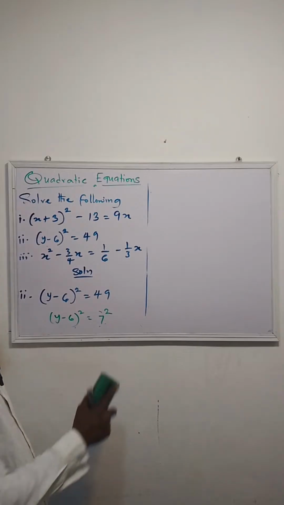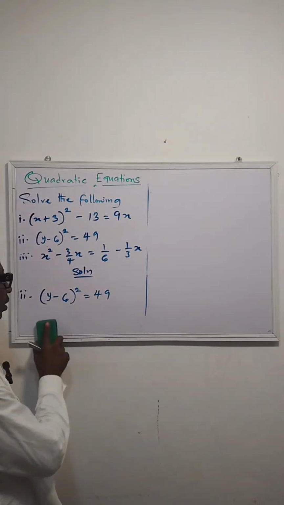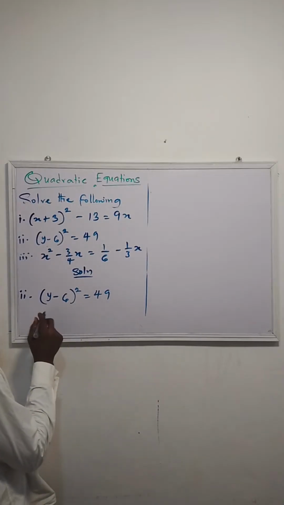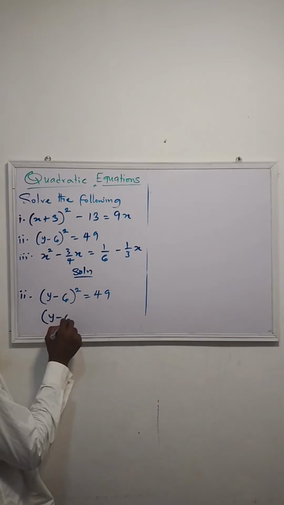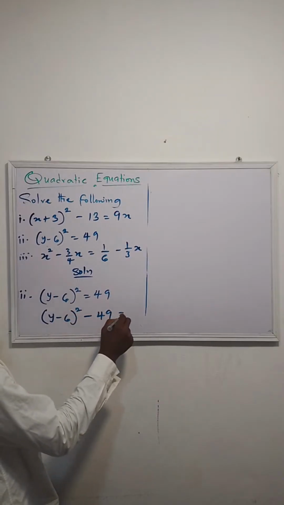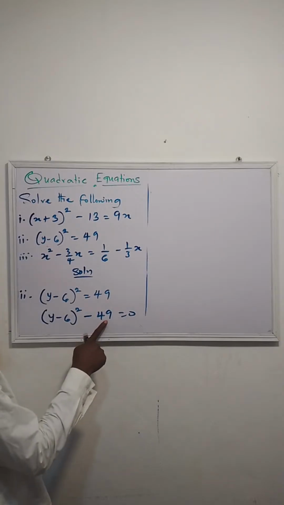So now the best way to do this is to move this here. So we have (y minus 6) all squared minus 49 equals 0. So this is a perfect square.